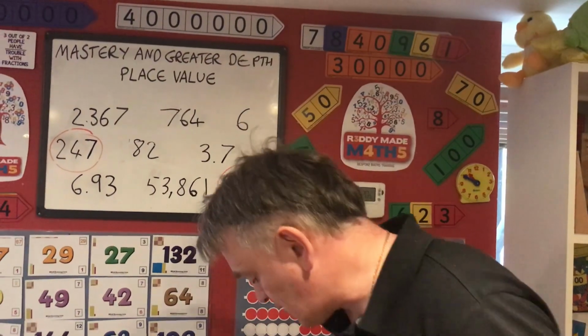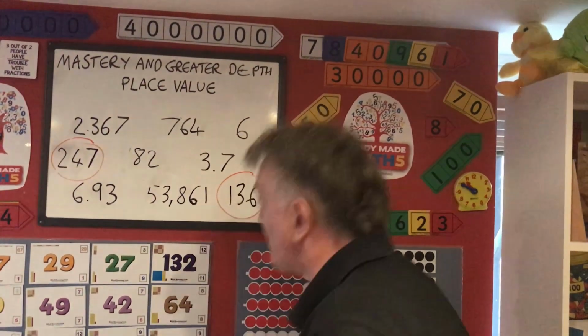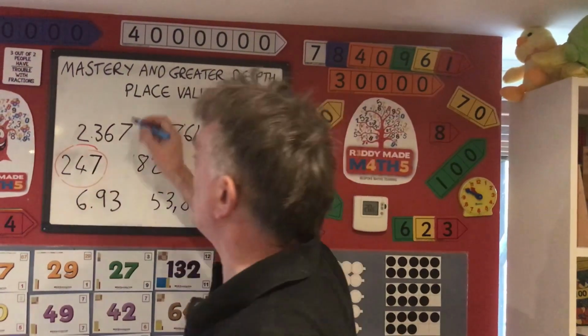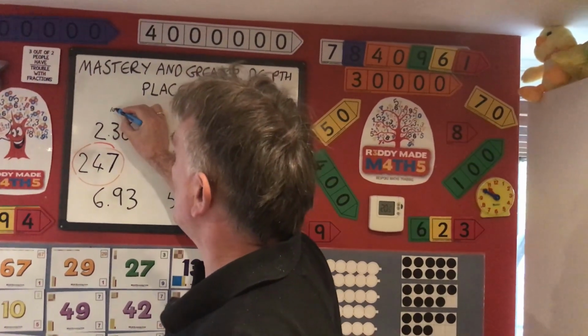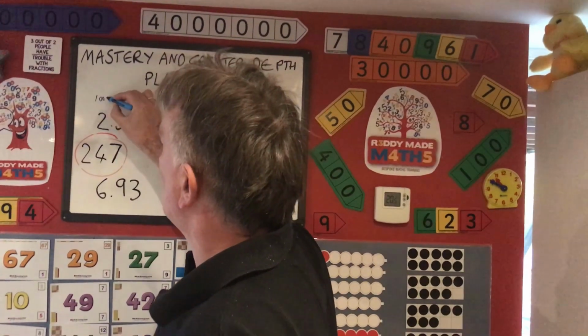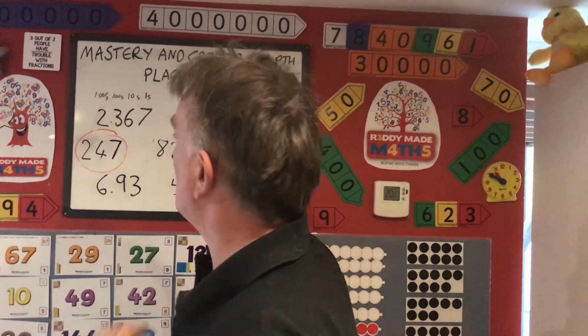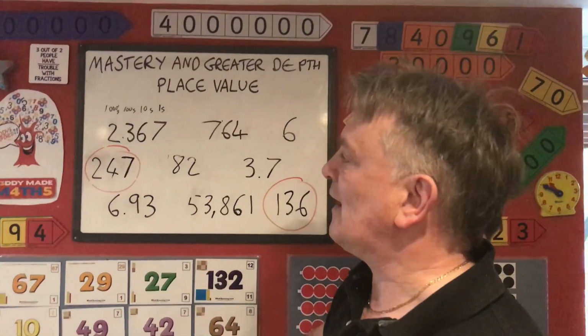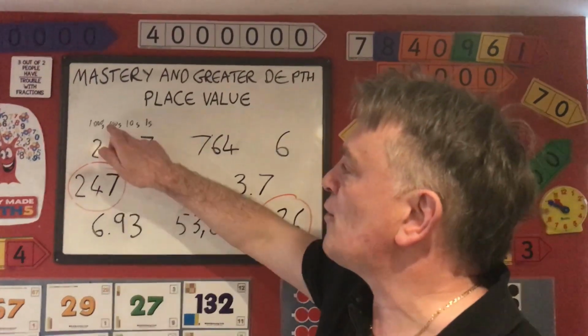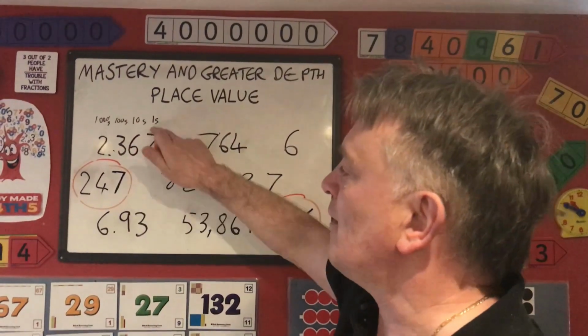What I'm going to do now is, just very briefly, add a little place value column. We'll do this properly tomorrow. The ones, the tens, the hundreds, and the thousands. Now we can't see that very clearly, but if I was now reading that as a place value number, I can now see there are 2 thousands, 3 hundreds, 6 tens, and 7 ones.